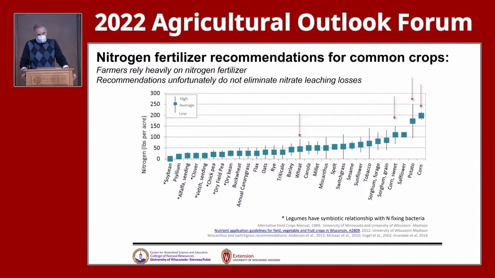and boost yields. This graph, which was put together by a student in my lab who has an appointment at UW-Stevens Point, is showing the recommended amounts of fertilizer for common crops grown here in the state. And I put arrows by the ones that are more dominant, and they're on the high end, unfortunately. Our corn, potato, sweet corn, wheat, but you get the idea. And unfortunately, recommendations that are made don't eliminate the risk for nitrate leaching losses out of the soil profile.